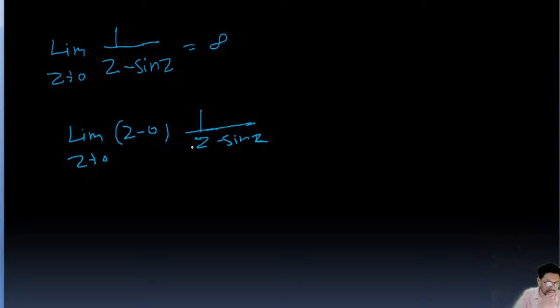So what we'll do is, with z to the power 1 not giving the value, we'll put z to the power 2. It is also not giving a value, guys. So at last we'll put z to the power 3. In that case this is going to be limit z tends to 0.